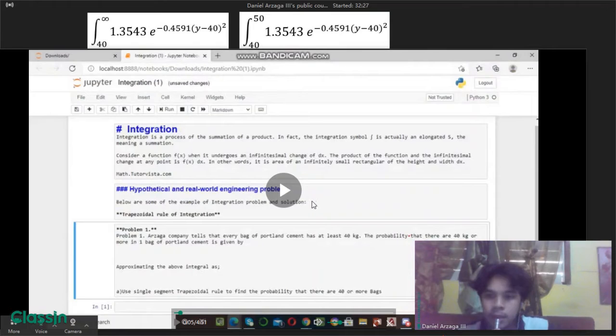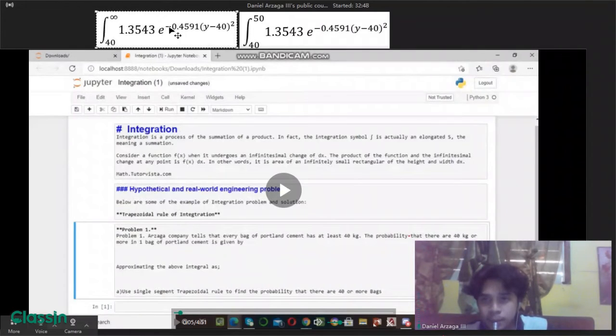So the problem is, Arzaga company tells that every bag of Portland cement has at least 40 kilograms. What is the probability that there are 40 kilograms or more in one bag of Portland cement? So this is the given: the integral from 40 to infinity of 1.3543 e raised to negative 0.4591 times (y minus 40) raised to 2.